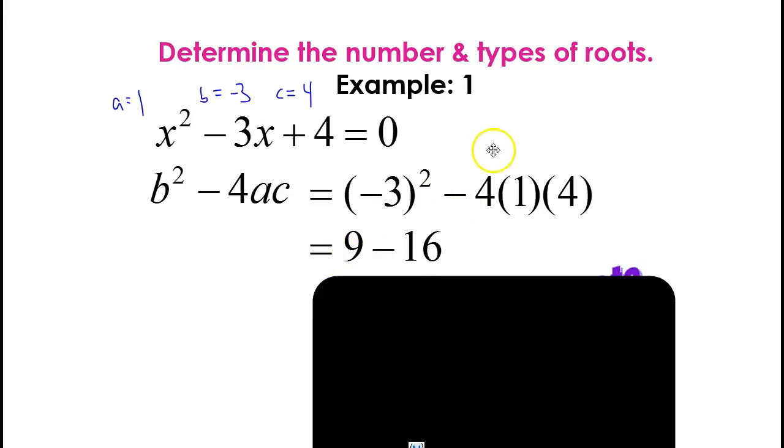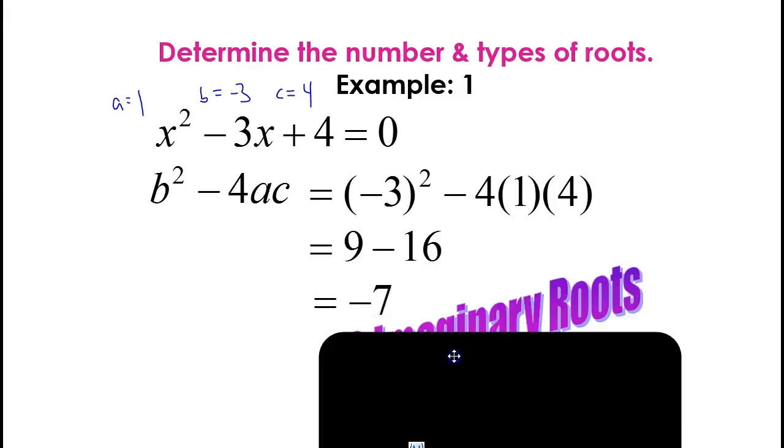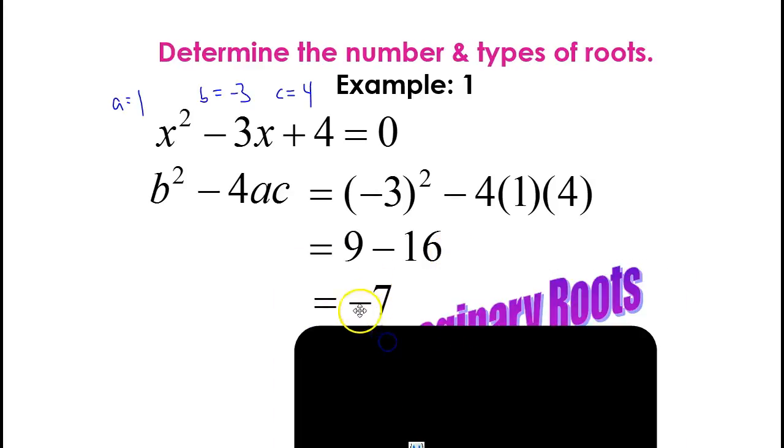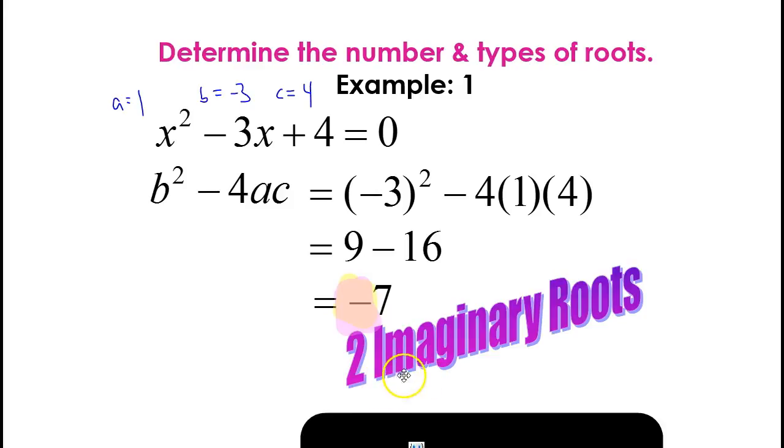And then, of course, negative 4 times 1 times 4 is negative 16. So what does this mean? Well, our discriminant is negative 7, and the really important thing for us to look at is the sign. This discriminant is negative. So what does that negative tell us? It means that we have two imaginary roots. It means if we were to do all of the math to find these roots, they would be imaginary roots.